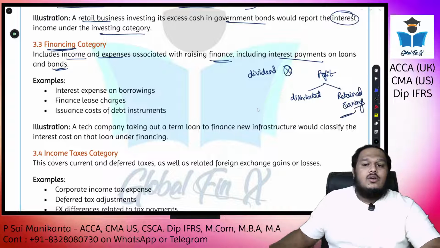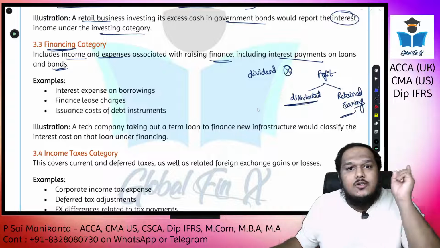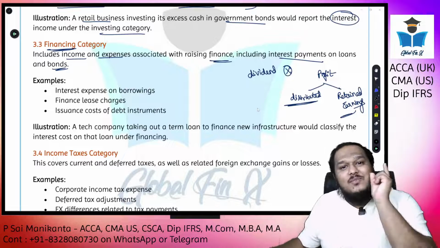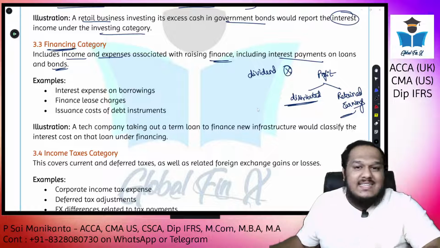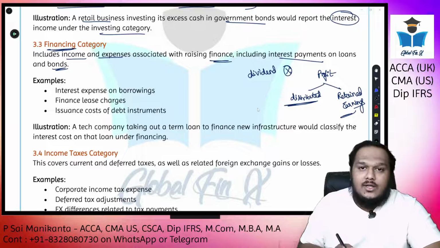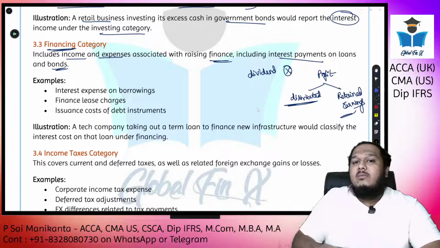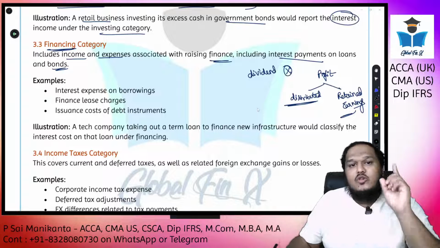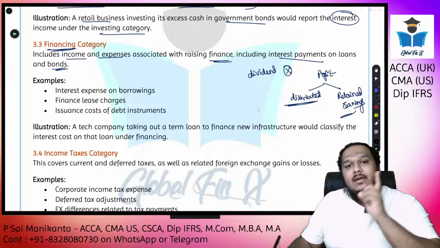So dividends are not an expenditure, so they cannot be called financing expenses. In the cash flow statement, they'll be shown as outflows under financing activity. But in the P&L, they are not an expenditure. Be very careful. I know even after repeating this so clearly, most of you will make this mistake. Most of you will get confused between P&L and cash flow.